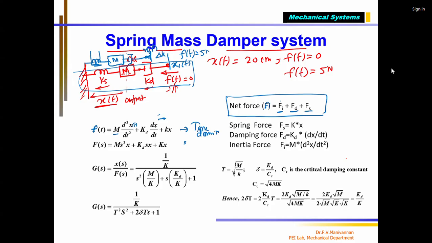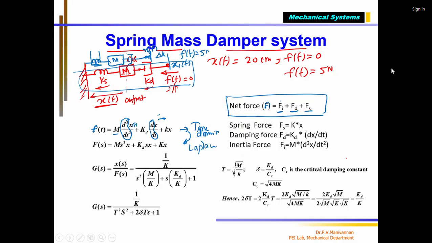So this has a differential operator: a first order differential operator, or a second order differential operator. Solving a second order differential equation is much more complex than a first order equation. If it is third order, it is still going to be complex. That is why, once you write the system model or mathematical model of the spring mass damper system in time domain, I convert it into Laplace domain.